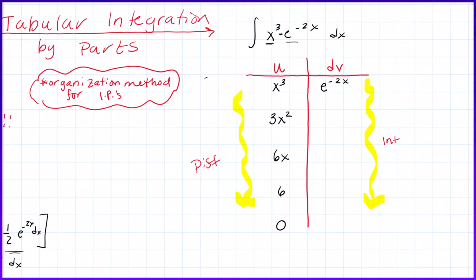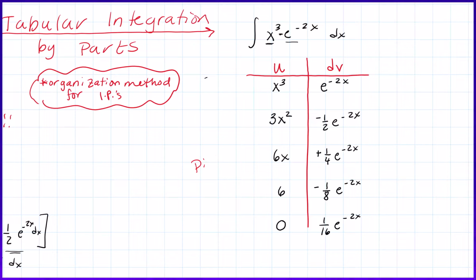So we take the integral of e to the negative 2x, and we get negative 1/2 e to the negative 2x. And then we repeat it, and we get positive 1/4 e to the negative 2x. And then we repeat it, negative 1/8 e to the negative 2x. And then we repeat it. And we repeat it until we get into a line with where we want to stop on the left column. So we repeat that, and we now get positive 1/16 e to the negative 2x.